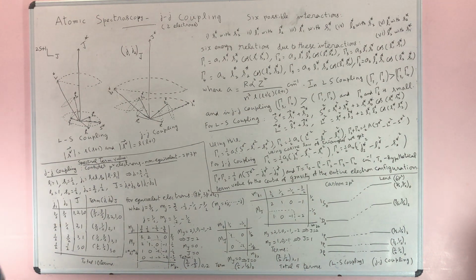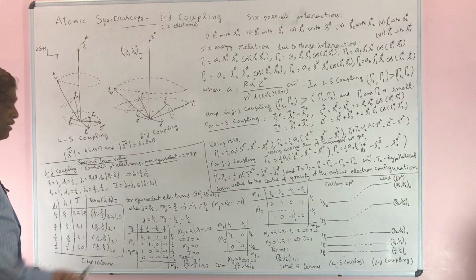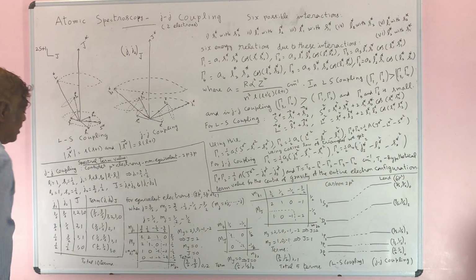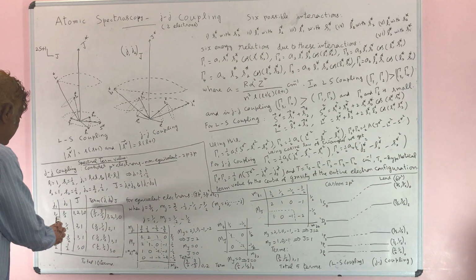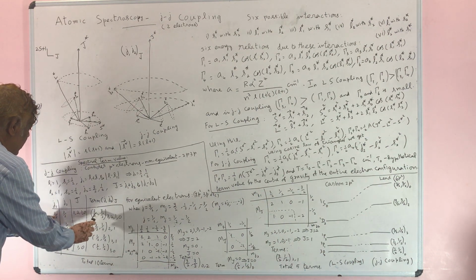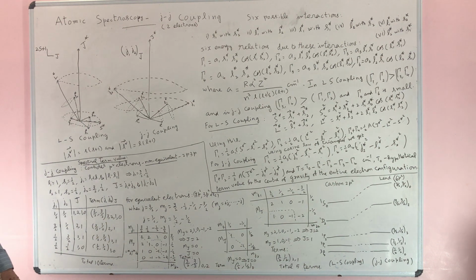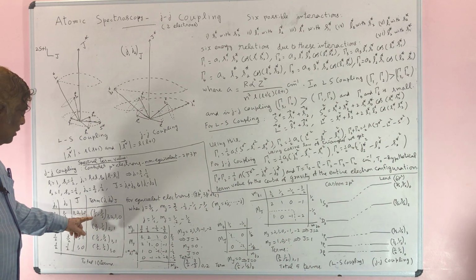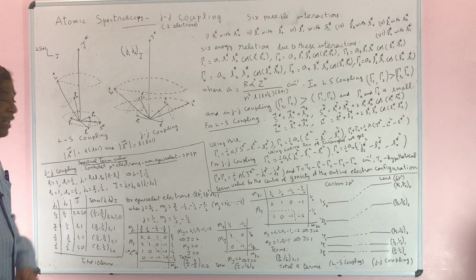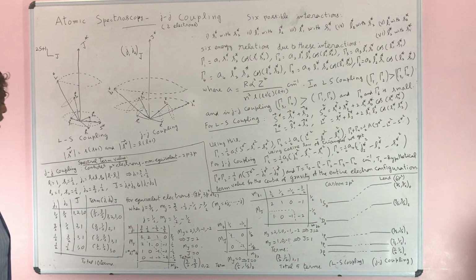The term value in JJ coupling is expressed by putting J1, J2 within parentheses, and the subscript J is put here. So this is 3 by 2, 3 by 2, and the J value is 3, 2, 1, 0. There are 4 levels. 3 by 2, 3 by 2, 3 is one level. 3 by 2, 3 by 2, 2 is another level. 3 by 2, 3 by 2, 1 is another level. 3 by 2, 3 by 2, 0 is another. So 4 levels are possible.